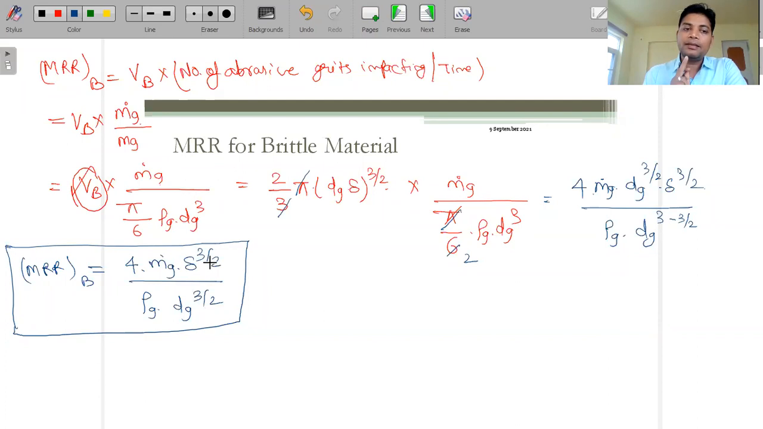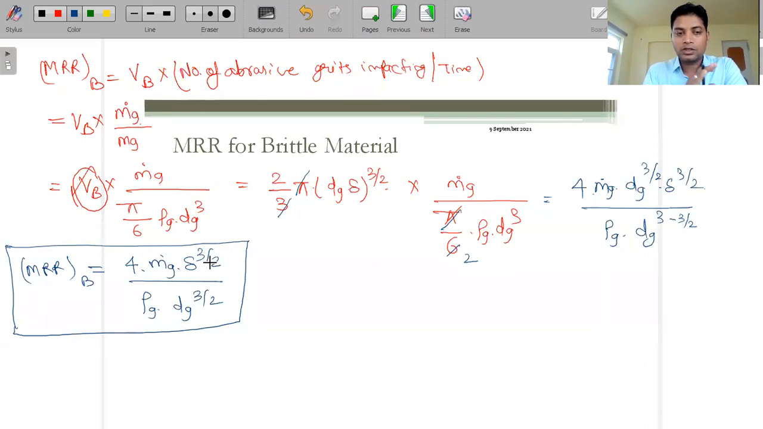But as I said in the beginning, two things I said. First, we are calculating this material removal rate when a single abrasive particle is impinging over the workpiece surface. It means that when two particles impinge, three particles impinge, or a number of particles impinge, this material removal rate will be different, because every particle will impinge and remove material. Second, when particles of different diameters impinge over the workpiece surface, this r and delta will be different.